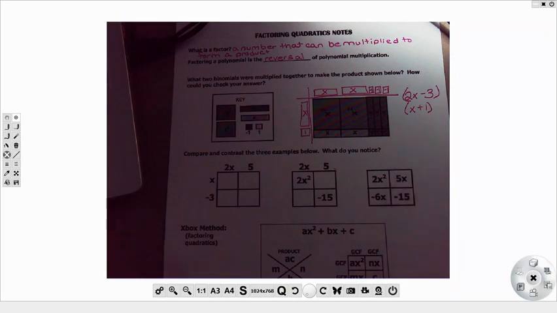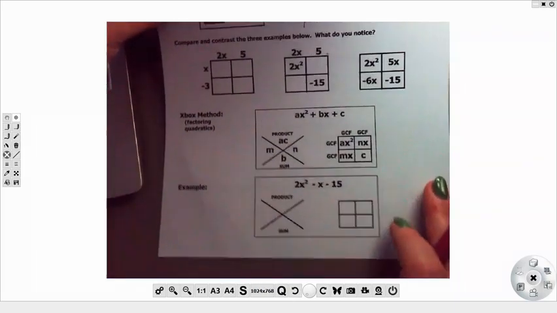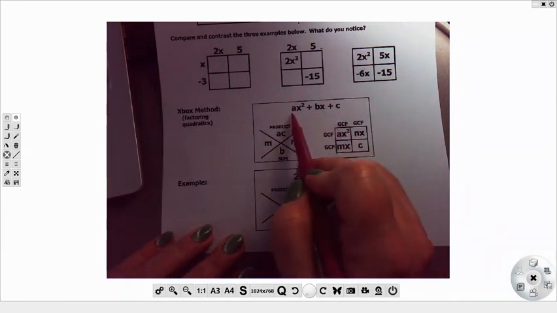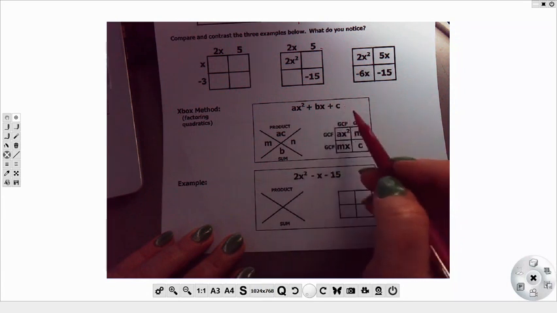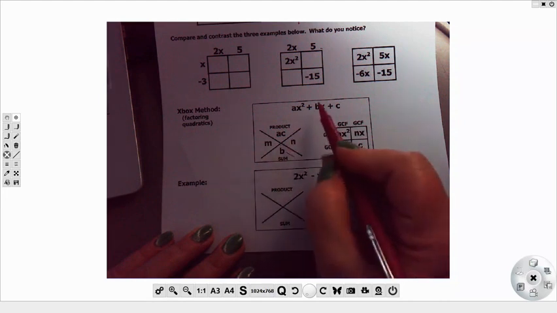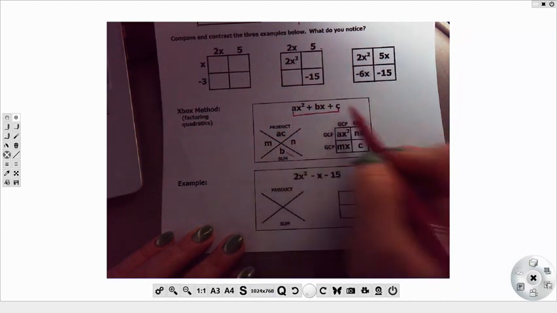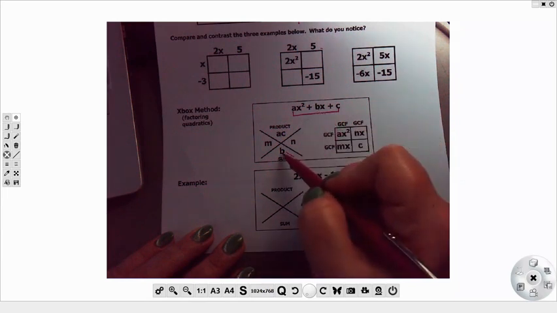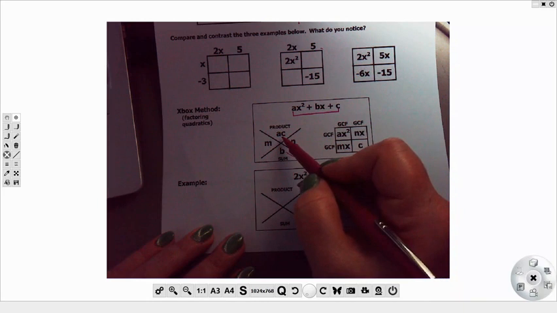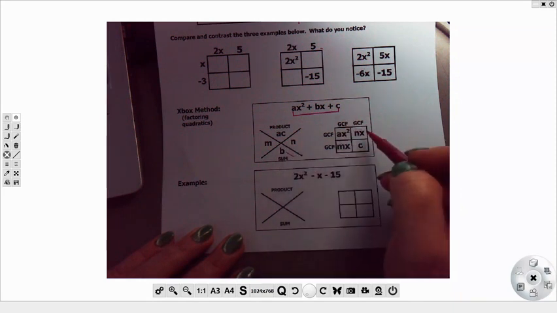Okay, when we do this, we have this cool factor called the X-box method, where we're given a polynomial in our standard form, and we're going to X-box it. In order to X-box it, you create an X. You take the A and the C and you multiply them together, and you take B. So A times C goes up here, B goes on the bottom. And then we think about what numbers create the product that we get with A and C, but would add up to the sum of B. And that's going to help us create our box.